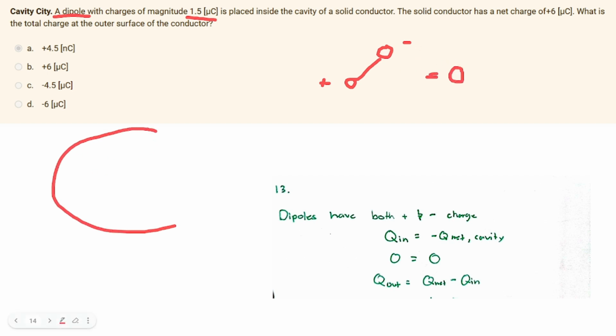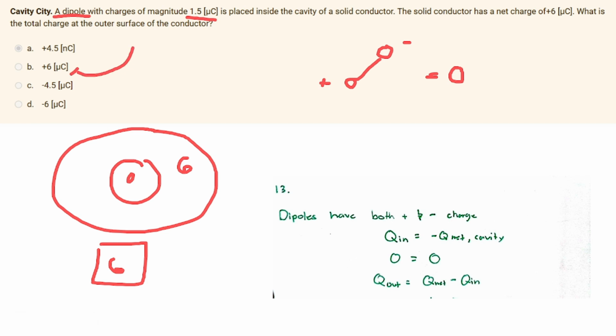So that's why inside the shell, 0. The solid conductor has a net charge of 6, so 6. So everything outside is just 6. And that's why the answer here is 6. But just in case, just for reviewer's sake, what if it wasn't a dipole inside?